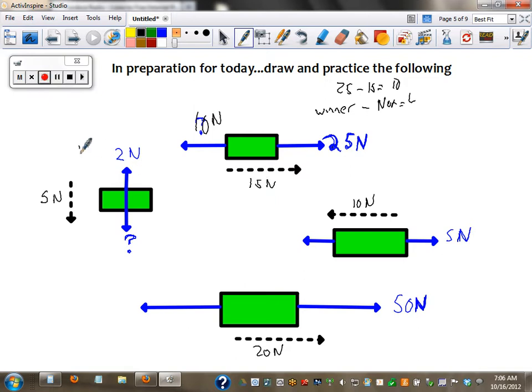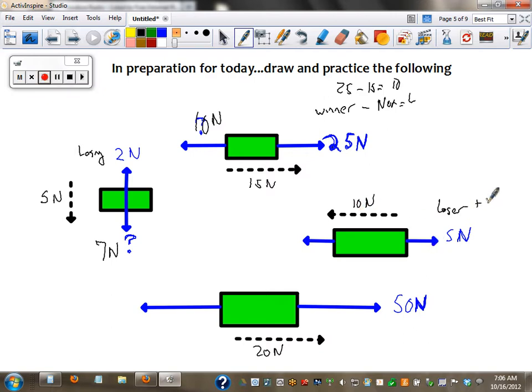This one is the loser because the net force is pointing in the opposite direction. So this one over here is 5 stronger than that one. So 7 newtons is 5 stronger. Same with over here. This is a loser. This side is 10 newtons stronger than this side.